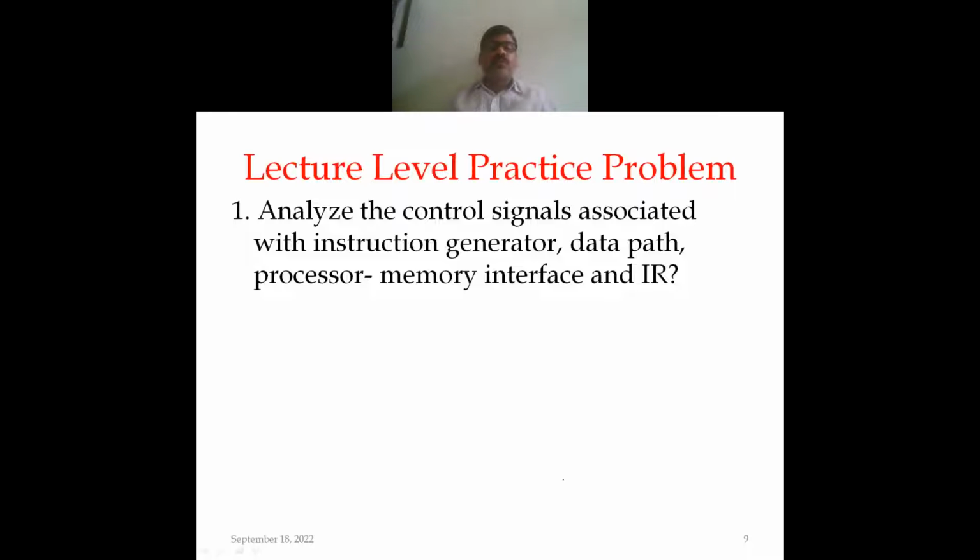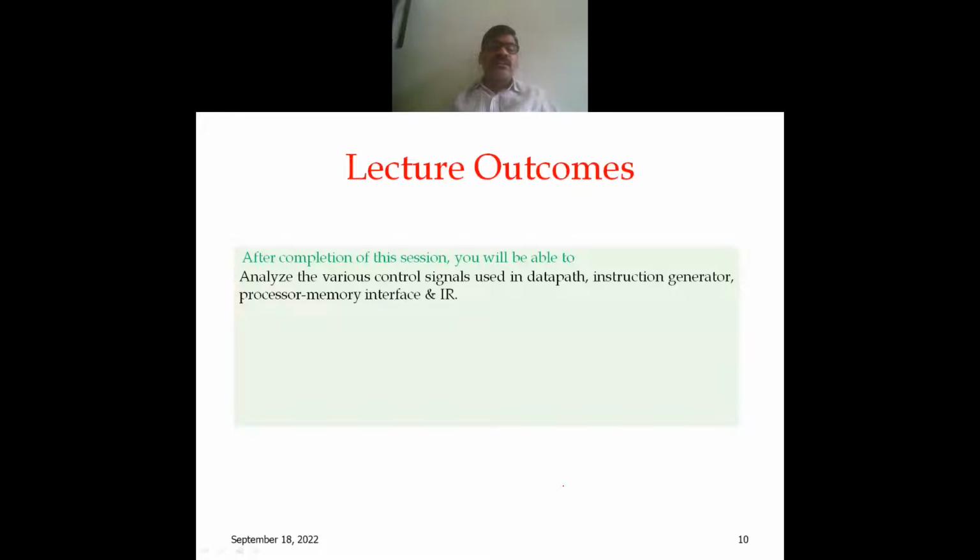So now this is the lecture level practice problem. You have to analyze the different control signals associated with the instruction generator, data path, and the memory processor interface and IR registers. The lecture outcome is that after completion of today's session, you will be able to analyze the various control signals used in the data path, instruction generator, processor memory interface, and instruction register. Okay. So thank you, students. Thank you, one and all.